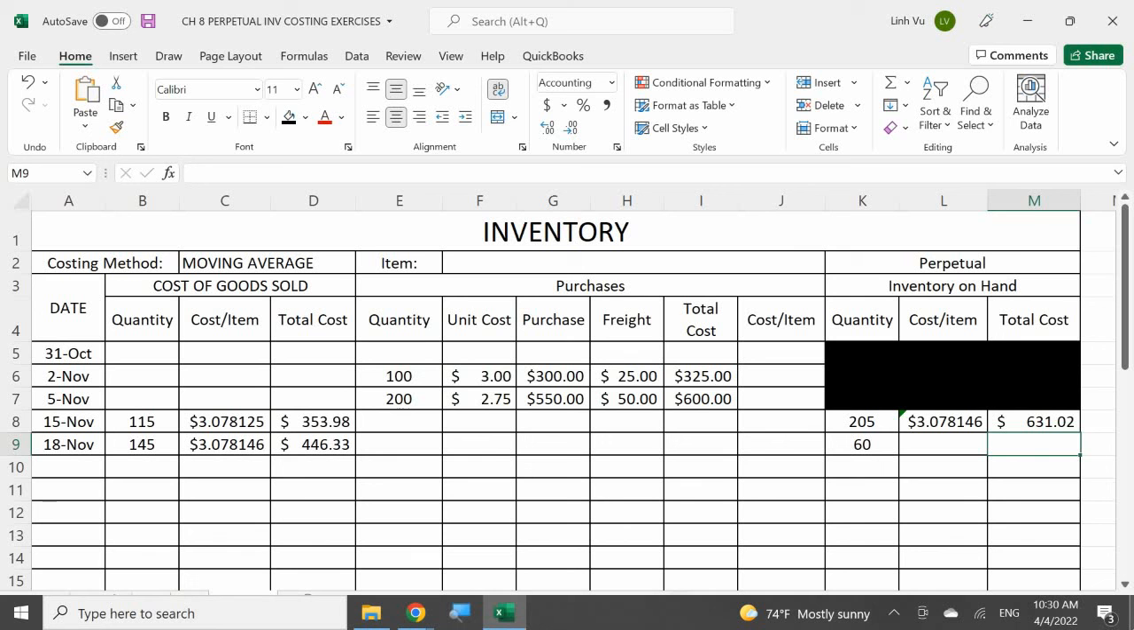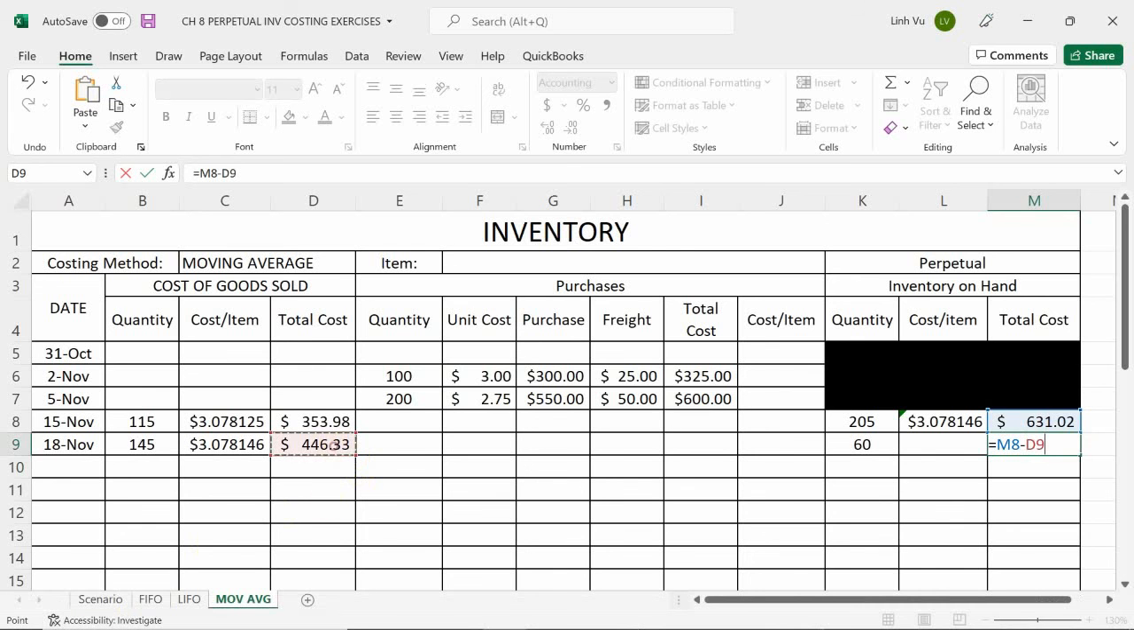So what we need to do, because it's saying that we need to be left with 60, and we have the 60. Okay, that's just the quantity. What about my total cost? The total cost. Okay. The same thing we did, we minus 631.2 minus 446.33. Okay, we're gonna be having 184.69.